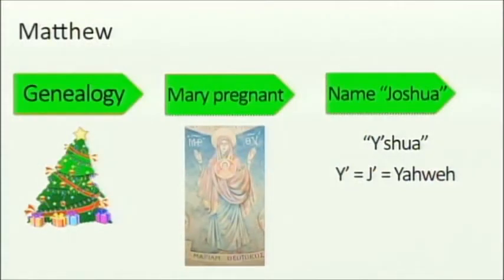Mary is told that she's going to name the baby. It reads Jesus in our English Bible because the English Bible is translating the Greek New Testament, which is what Matthew wrote in. The Greek word Iesous, which is turned into English Jesus, is the Greek version of the Hebrew name Joshua. So the real name of Jesus is Yehoshua in Hebrew, or Joshua. Yehoshua is the way we would pronounce that Hebrew name. The Yah part means Yahweh or Jehovah, and shua means salvation.